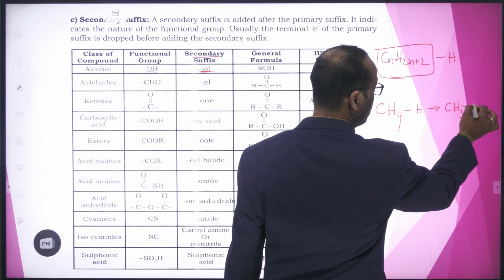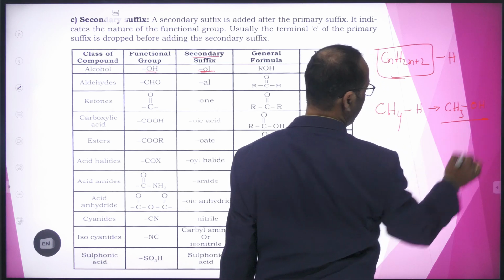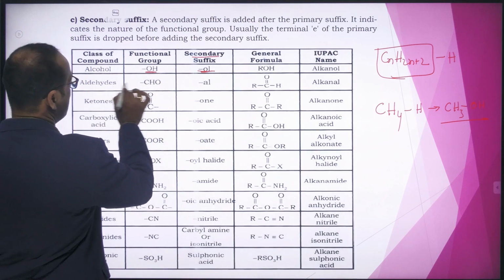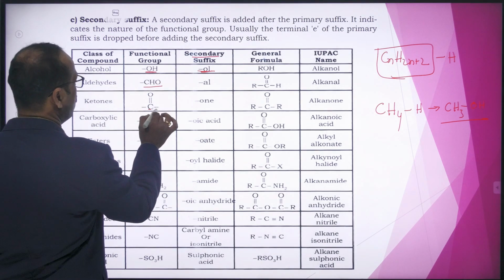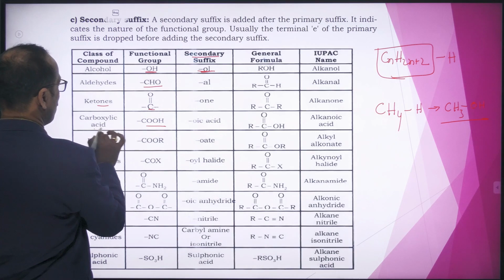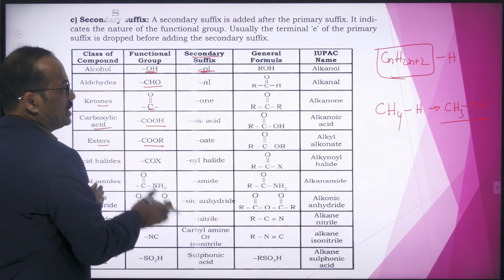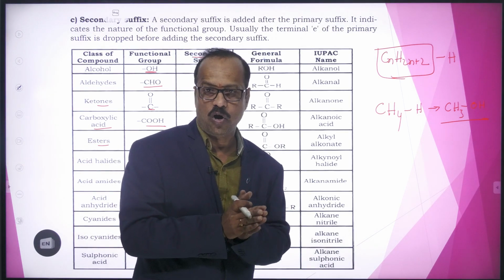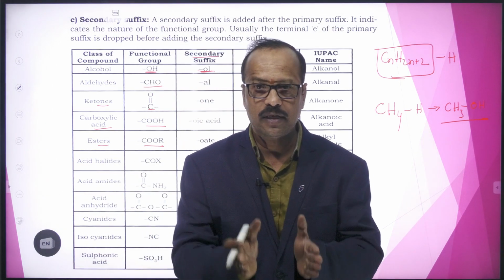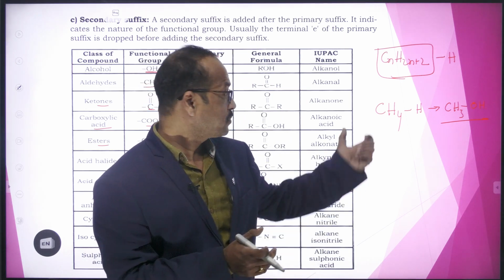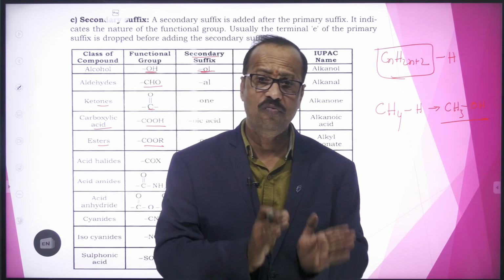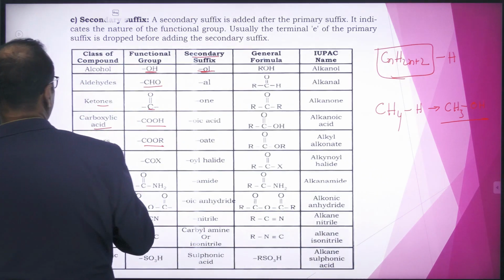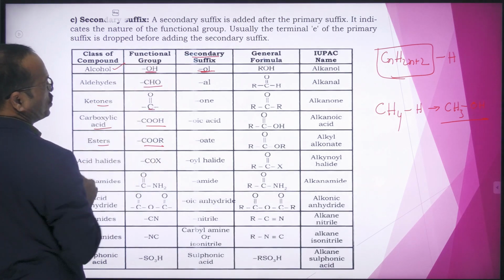In that place of hydrogen, if a group of atoms is added, like the OH group, CHO aldehyde, C double bond O ketone, COOH carboxylic acid, COOR esters, then it gives a new characteristic to that compound. Hence, these are called functional groups.